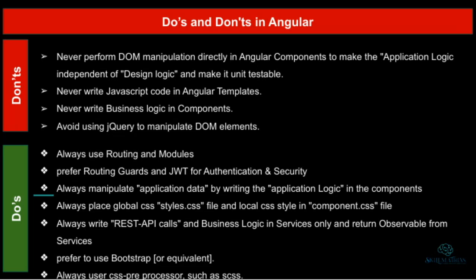Let's talk about some essential best practices in Angular development. First, always make sure to use routing and modules. This helps keep your application organized and scalable. When it comes to security, prefer routing guards and JWT for authentication and access control, ensuring your app remains secure.